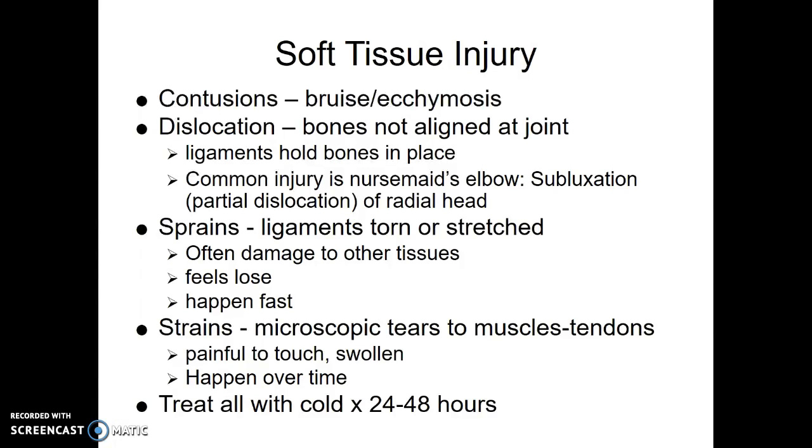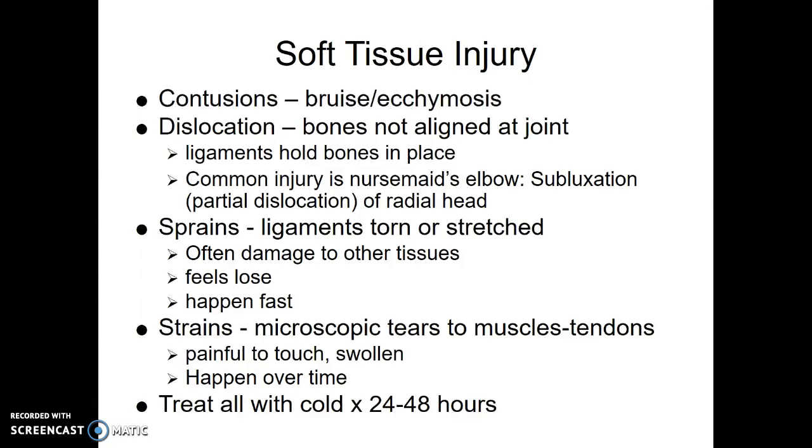Okay, so that's dislocations. Sprains, this is also those ligaments in a joint. They're either very stretched or get little micro tears in them. Often you can have damage to the other surrounding tissues. Someone will say it feels loose. It does not feel supported. Your knee or your ankle. We've probably all twisted our ankle, sprained our ankle. It usually happens fast, right? You turn your ankle wrong, and then it can swell, it can hurt, and it just doesn't feel stable.